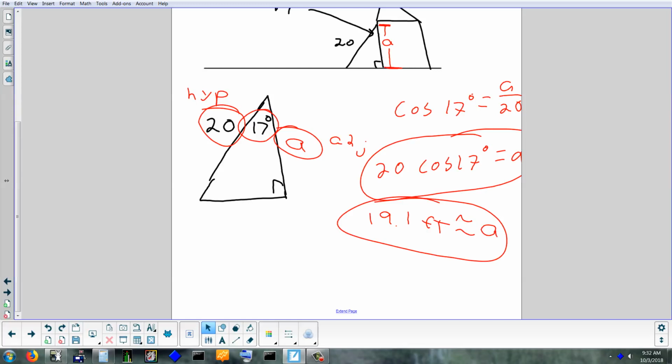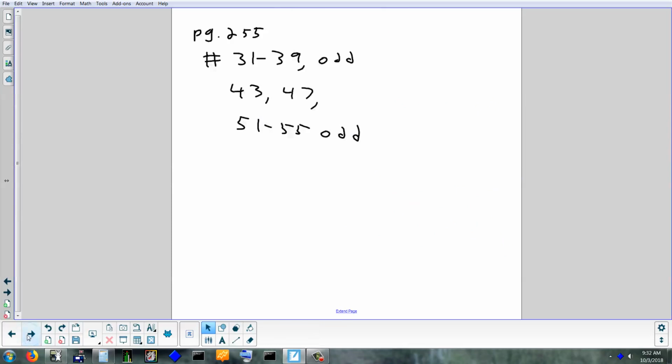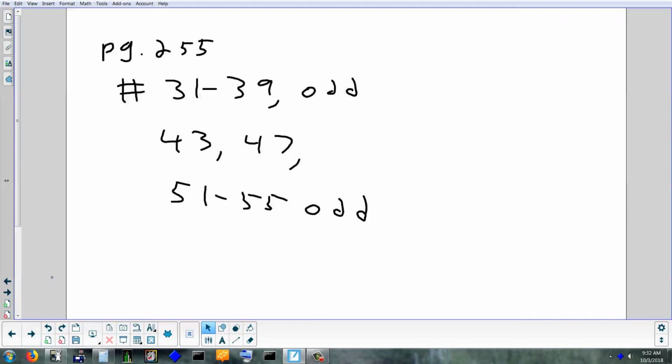Okay, I'm not going to focus as much on 3.1. 3.1 is on the test, but the review tomorrow will just be what we did today and the second half of Tuesday. So the homework, it's on 255. It's 31 to 39 odd, 43 and 47, and 51 to 55 odd.